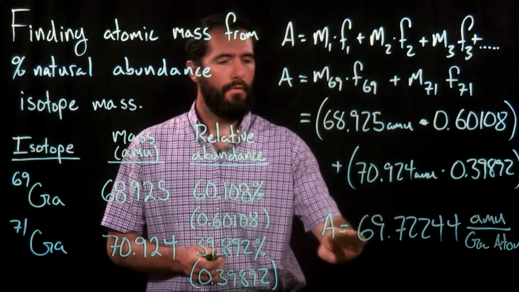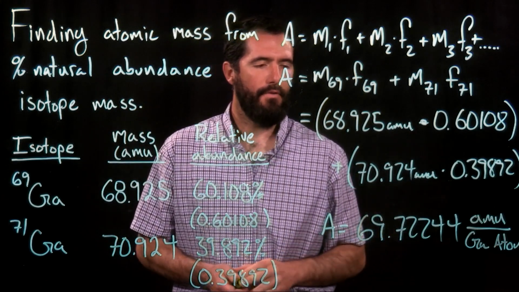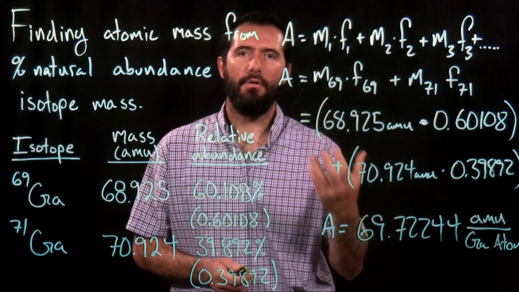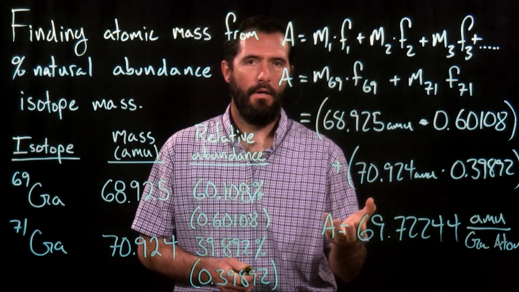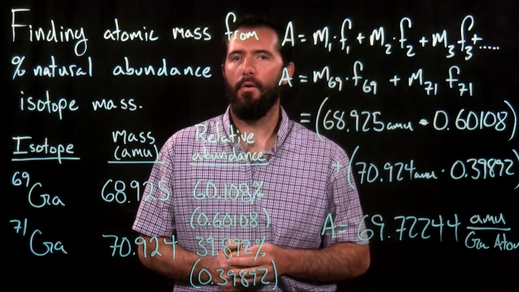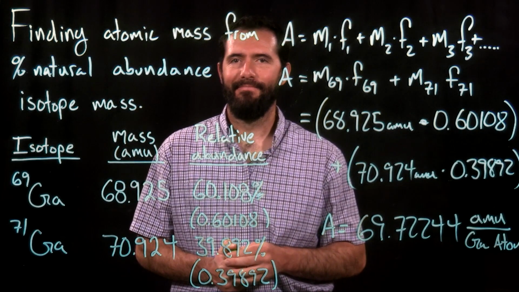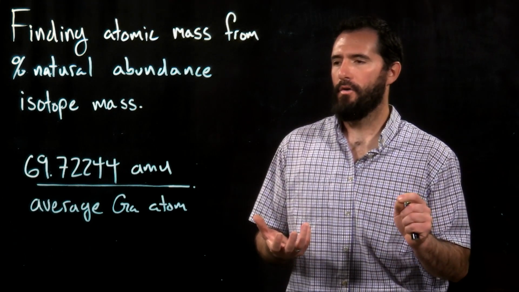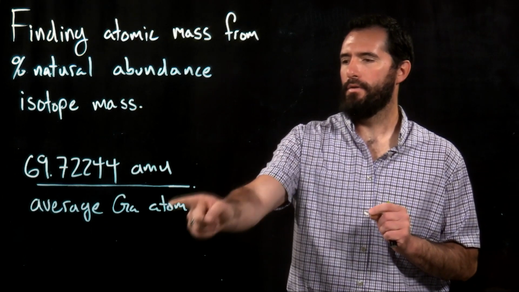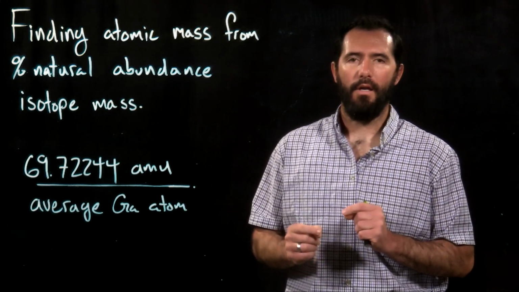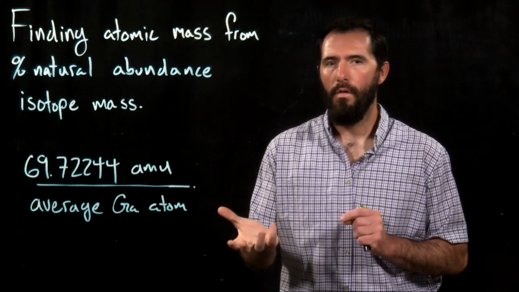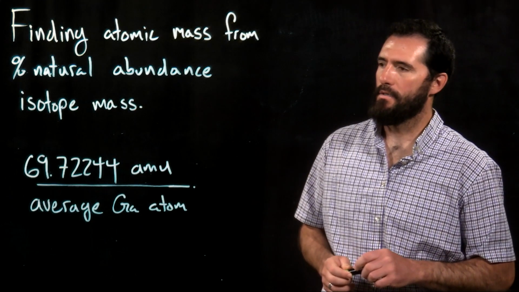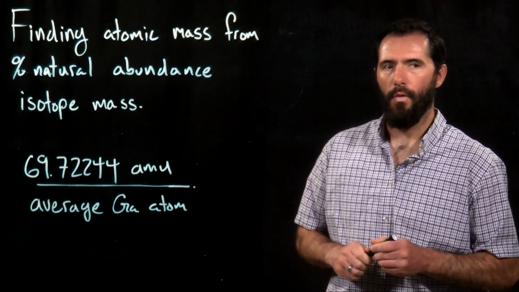Next, I'm going to take this 69.722 AMUs per gallium atom and convert it to grams per mole, a number that you're perhaps more familiar with from looking at the periodic table. This number would be much more convenient if we could convert it from AMUs per average gallium atom to a grams per mole quantity. That's a number that's more useful for future chemistry calculations. So let's go ahead and do that conversion quickly here.